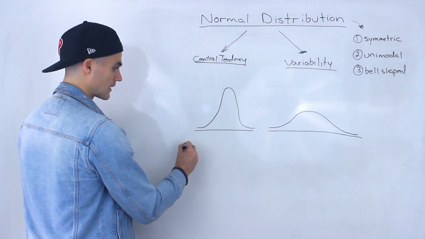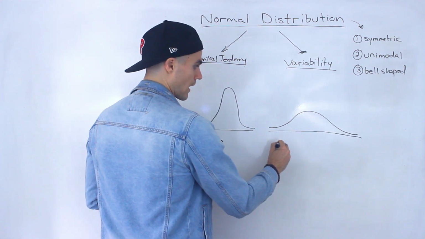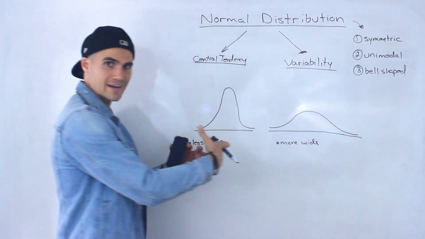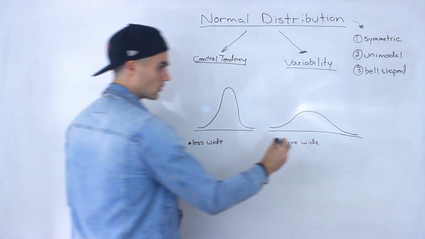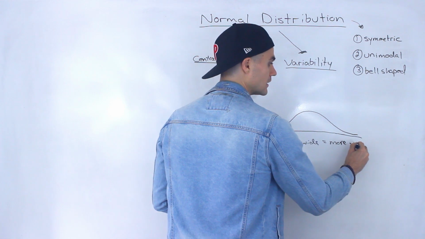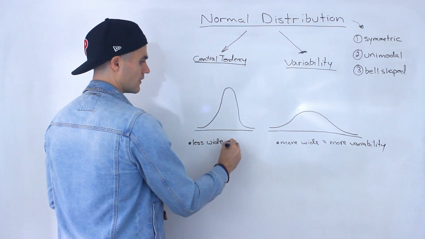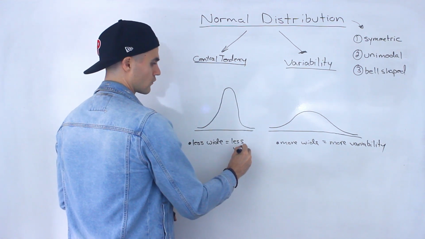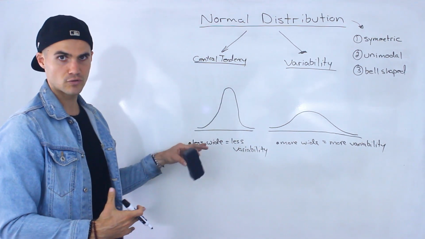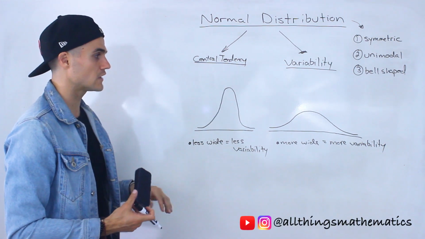This one here is less wide. This one here is more wide. And what that means when it's more wide is that the data is spread out more. More specifically, what that means is that there's more variability, while here, there is less variability. And we talked about variability. We had a section for that. We talked about different measures of variability. We talked about range, quartile, standard deviation.